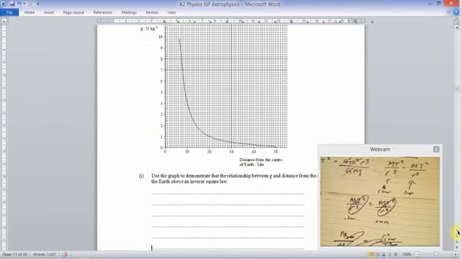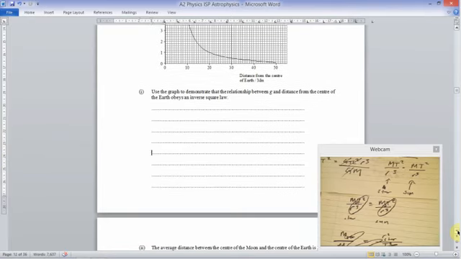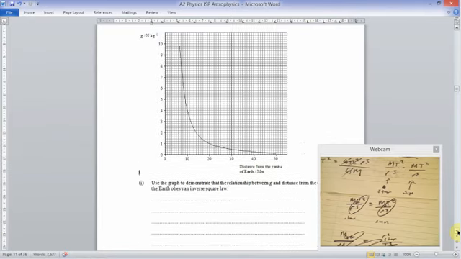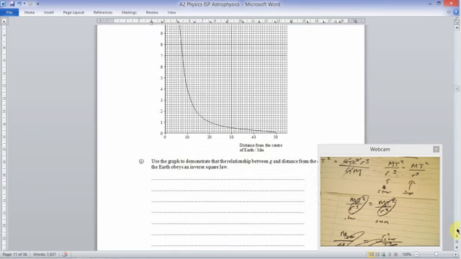So we need to use a graph to demonstrate the relationship between g and the distance from the centre of the Earth and show that it obeys an inverse square law. You need to take any two values off the graph and show that if you doubled the distance you are away, you've quartered the size of g. Or if you treble the distance away, then you've ninth the value of g. So you've got to actually check that it's an inverse square.